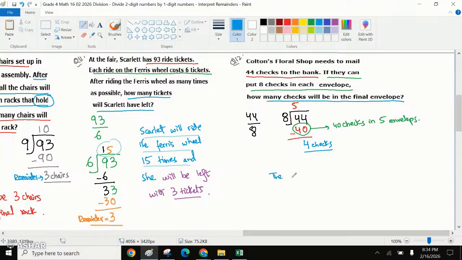The last envelope, the final envelope, will have 4 checks in it. Right? Because 40 checks were perfectly kept in 5 envelopes. We are left with 4 extra checks. So the 4 extra checks would go in the 6th envelope, right? But it would not have 8 because the checks were only 44. Agreed?